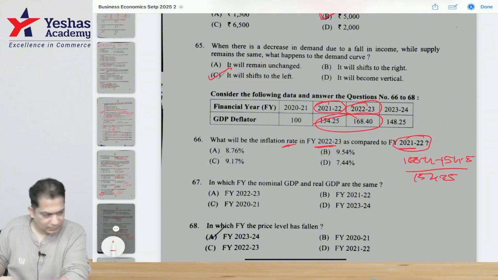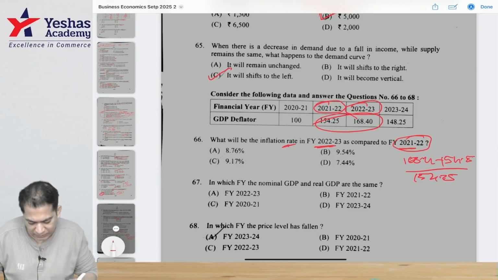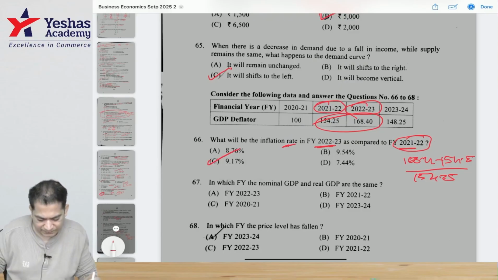So that will be 168.4 minus 154.25, that is 14, divided by 154.25 into 100. So you're getting 9.17. C will be the answer.